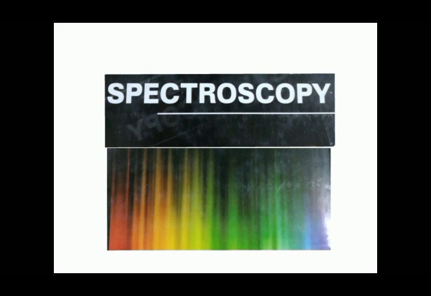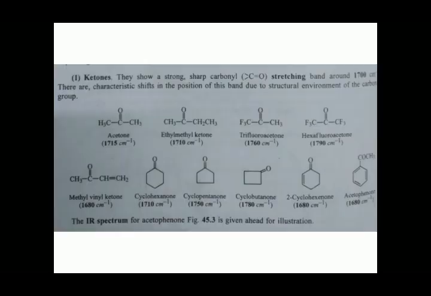Hi students, in this class we are going to study the IR frequency range of functional groups like aldehydes, ketones, acids, acetamides and primary amines. At first we are going to study the IR frequency range of ketones. Ketones contain a carbonyl group, so they show a strong, sharp carbonyl C=O stretching band around 1700 cm inverse. There are characteristic shifts in the position of this band due to the structural environment of the carbonyl group.